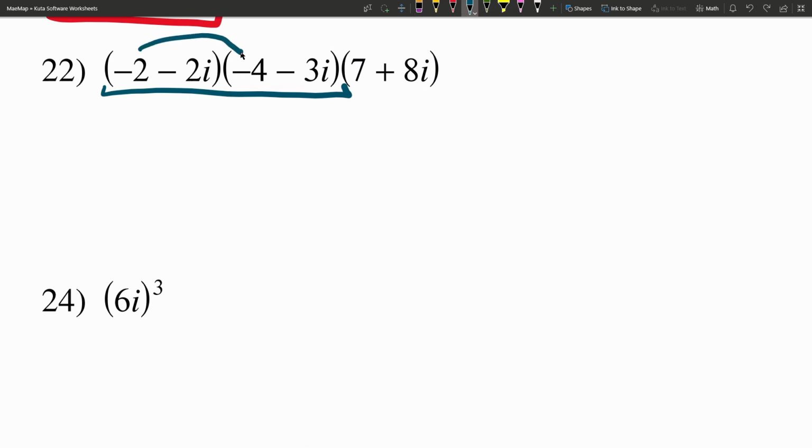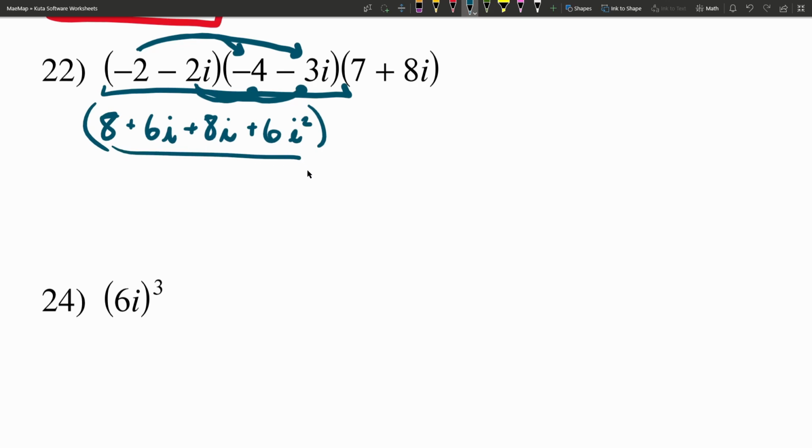So doing this, negative 2 times negative 4 is a positive 8. Negative 2 times negative 3i is going to be a positive 6i. Negative 2i times negative 4 is going to be a positive 8i. And then finally, negative 2i times negative 3i is going to be a positive 6i squared. And this entire quantity, which is going to result in a complex number, is going to be multiplied by 7 plus 8i. So 8 plus 6 times i squared is negative 6, since 6 times i squared is 6 times negative 1. So 8 plus negative 6, or 8 minus 6, is a positive 2.